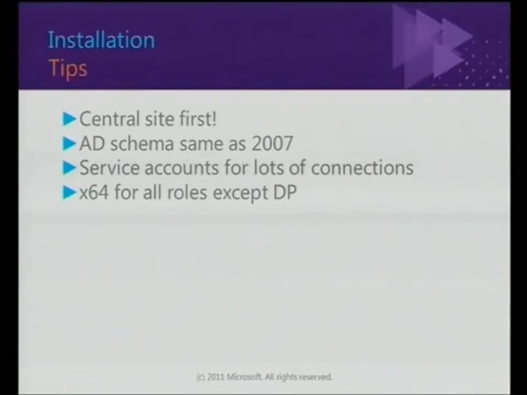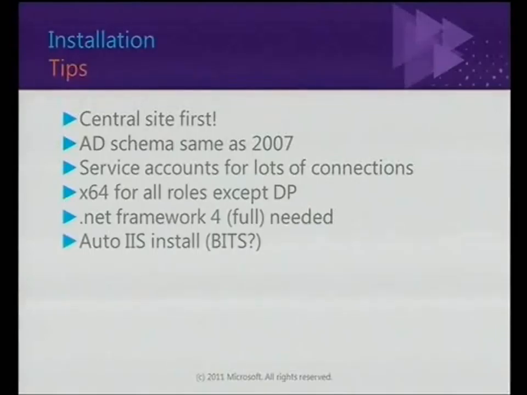x64 for pretty much all roles, except for distribution points. They can still run on x86. The .NET Framework 4 full version, not just the client profile, is needed for pretty much all site server components. A lot of the roles, when you install the role, if you're installing it to a 2008 machine, you can have it automatically install IIS for you with all the right subcomponents, etc. So you don't need to pick all those, which is really nice. But it seems like you still need to install bits manually first.